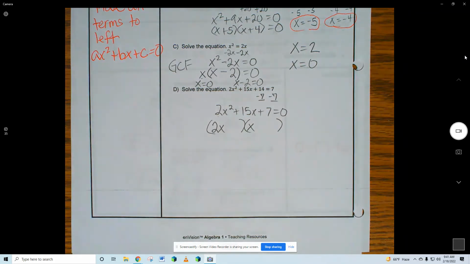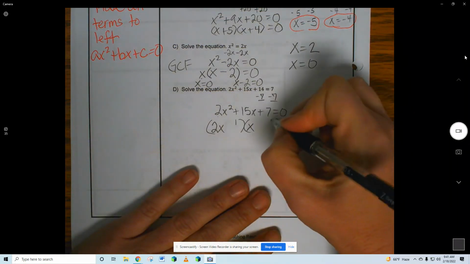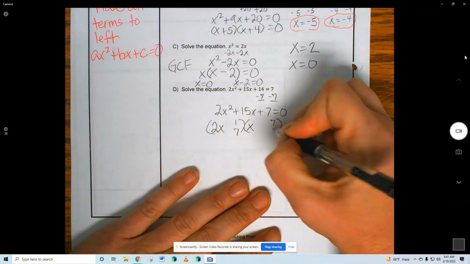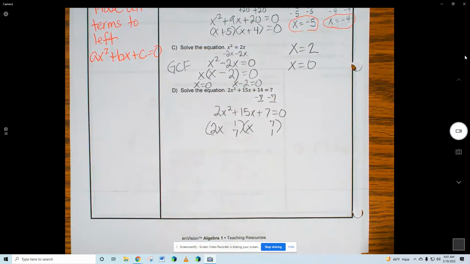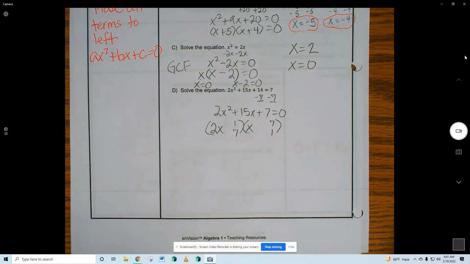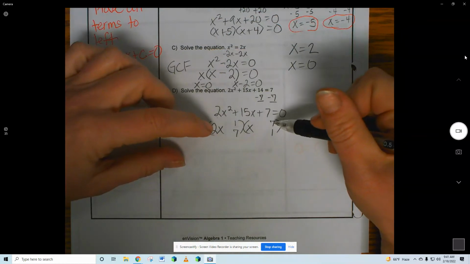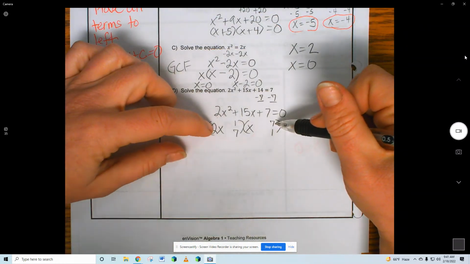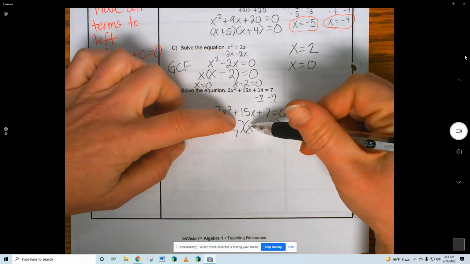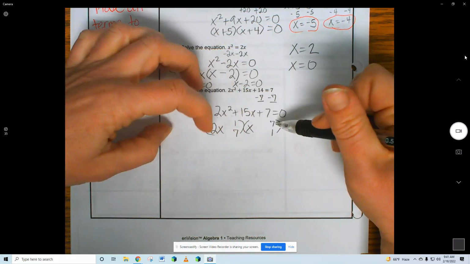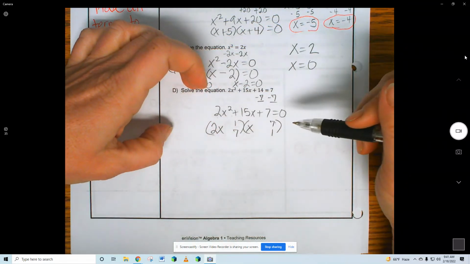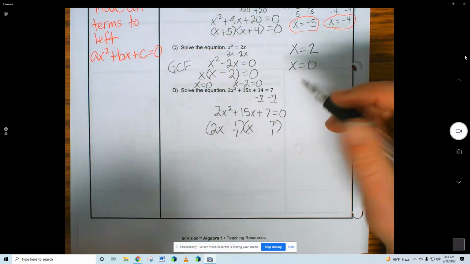And then I taught you to guess and check. 7 and 1 or 1 and 7. Is it 1 times 7 or is it 7 times 1? I don't know. But I can test them out. All right. The top one, outside, inside, would be the 2x times 7, 14, and then the 1 times x, plus 1. Does 14 plus 1 make 15? Yeah. Okay. Let's test the bottom just to make sure.